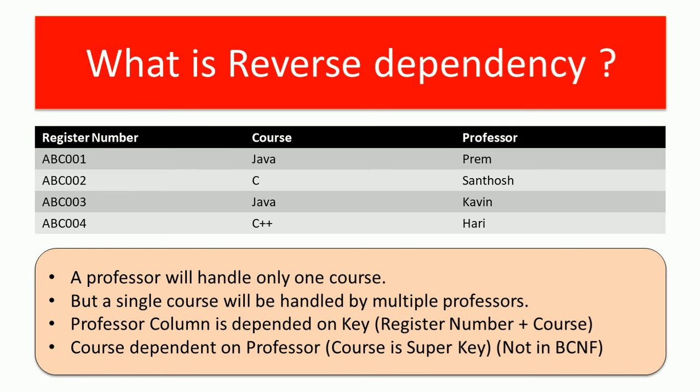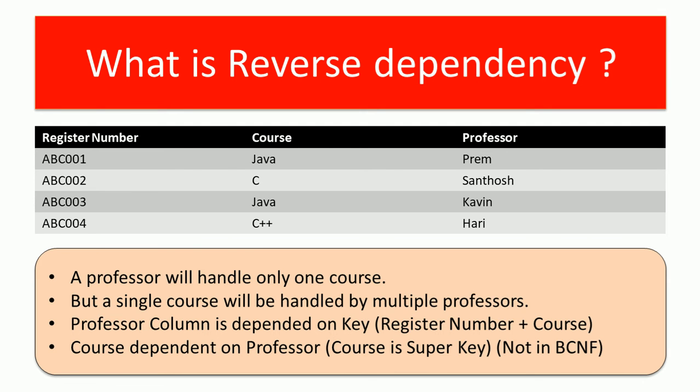Let us jump to the second column. Whether the course column can be kept as primary key, it is definitely not possible because a number of students will learn a single course, not a single student. So if I give a single course name, I will not get a single record. Instead, I will get multiple records. So this column is also not possible.